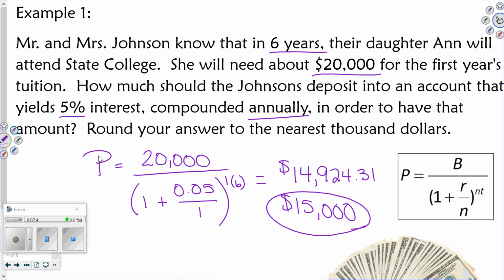Okay. So these questions kind of go back and forth. If they don't specify what to round to, then give me the exact answer that you get in the calculator. If it says round to the nearest dollar, round to the nearest hundred, round to the nearest $1,000, you have to really watch what it's asking you to round to.